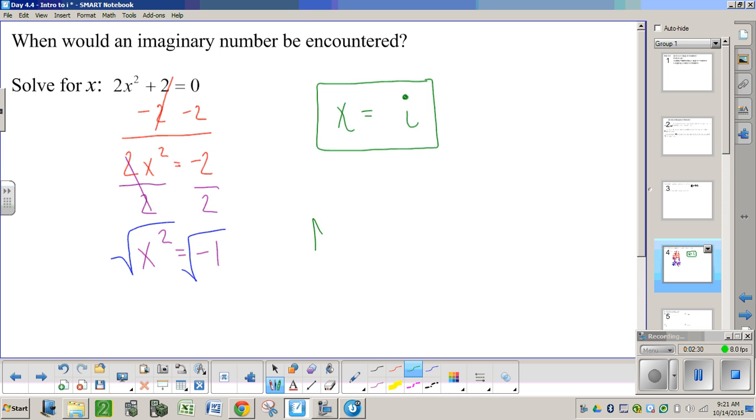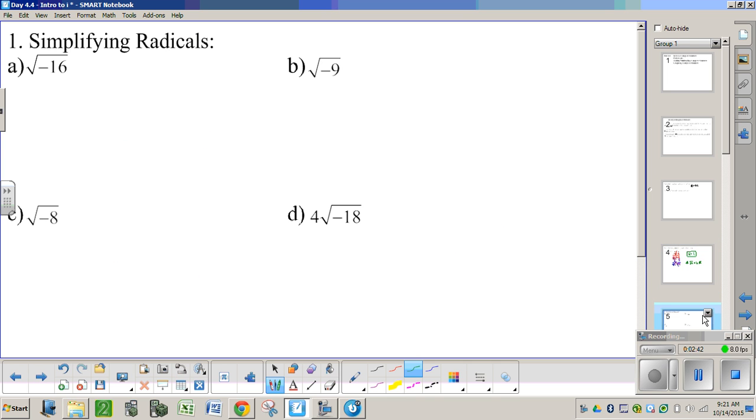So something very important that you're going to want to walk away from with this question is that the square root of negative 1 is equal to i. That's going to be very helpful throughout the rest of this lesson and throughout the rest of this unit. So now we can simplify all of these radicals that before we weren't able to.